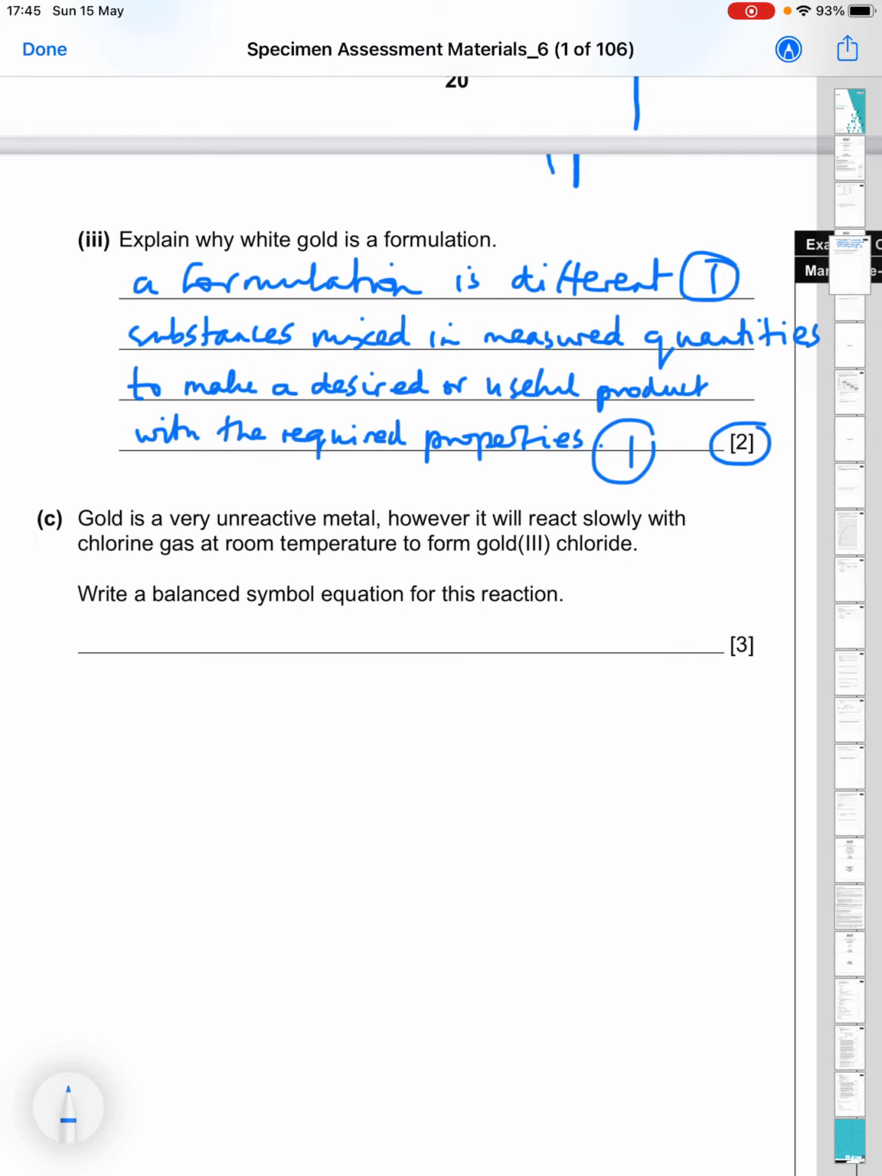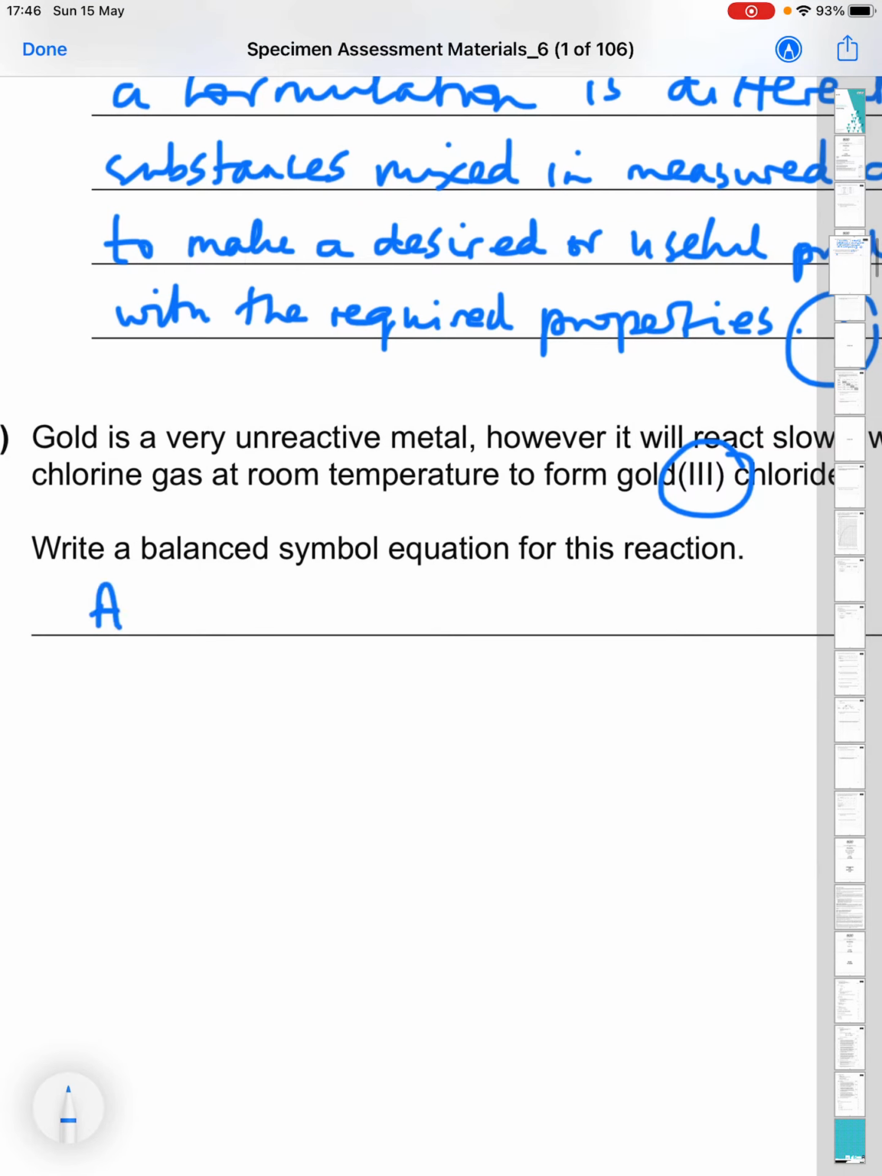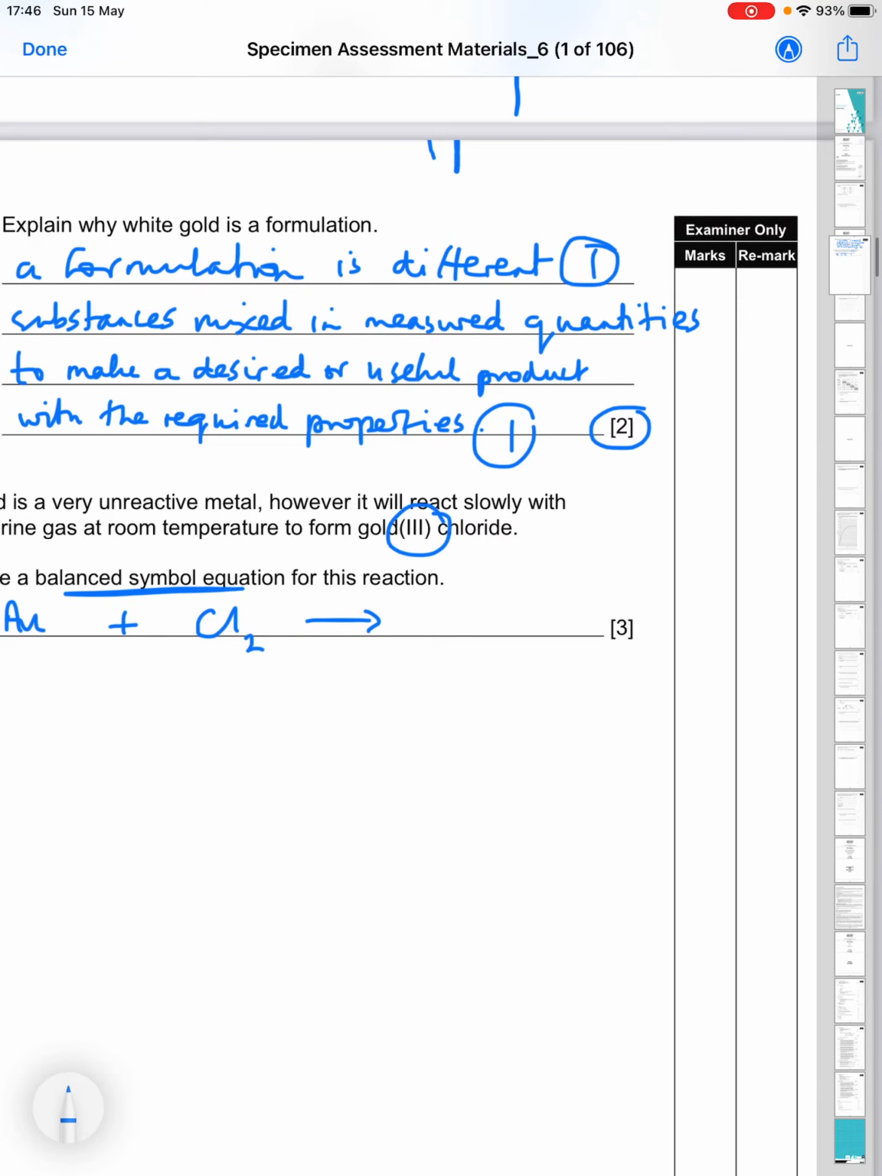Finally, in this question, gold is a very unreactive metal. However, it will react slowly with chlorine gas at room temperature to form gold 3 chloride. That's the important bit there, the 3. So we just are going to say Au for gold. So write a balanced simple equation. So plus chlorine is Cl2. And then gold 3 chloride, so that would be AuCl3.